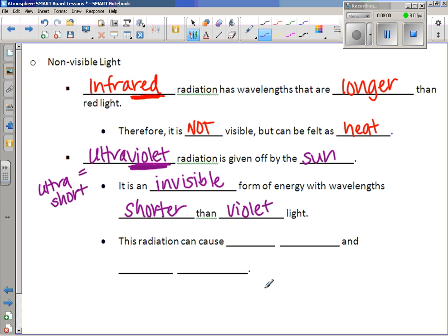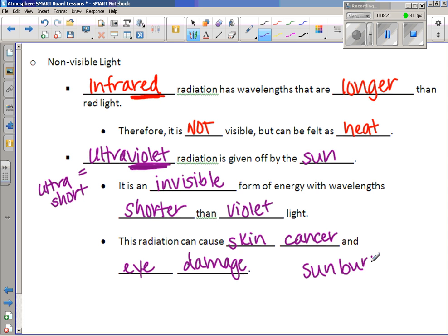Now, we know that this radiation can cause skin cancer, and eye damage, and also sunburns. And you know that if you get too many sunburns, that could give you a higher increase of having skin cancer.